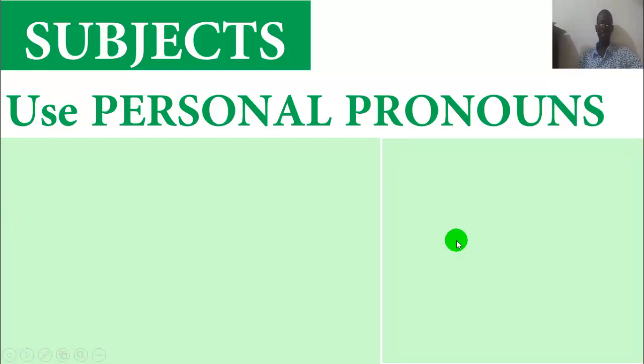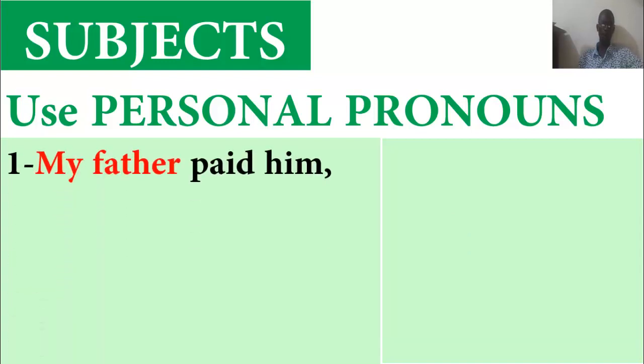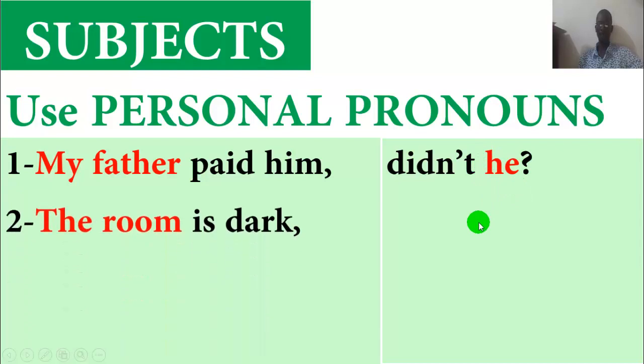Now, if there is no pronoun in the sentence, s'il n'y a pas de pronom personnel dans le sujet, comme my father here, like my father, we take the equivalent of my father. My father, father is a person, it is a man, we say he. So didn't he? He replaces father. Don't say didn't my father. The room is dark. La salle est sombre. The room, the equivalent of the room is it. So, isn't it? Don't say isn't the room, isn't it?